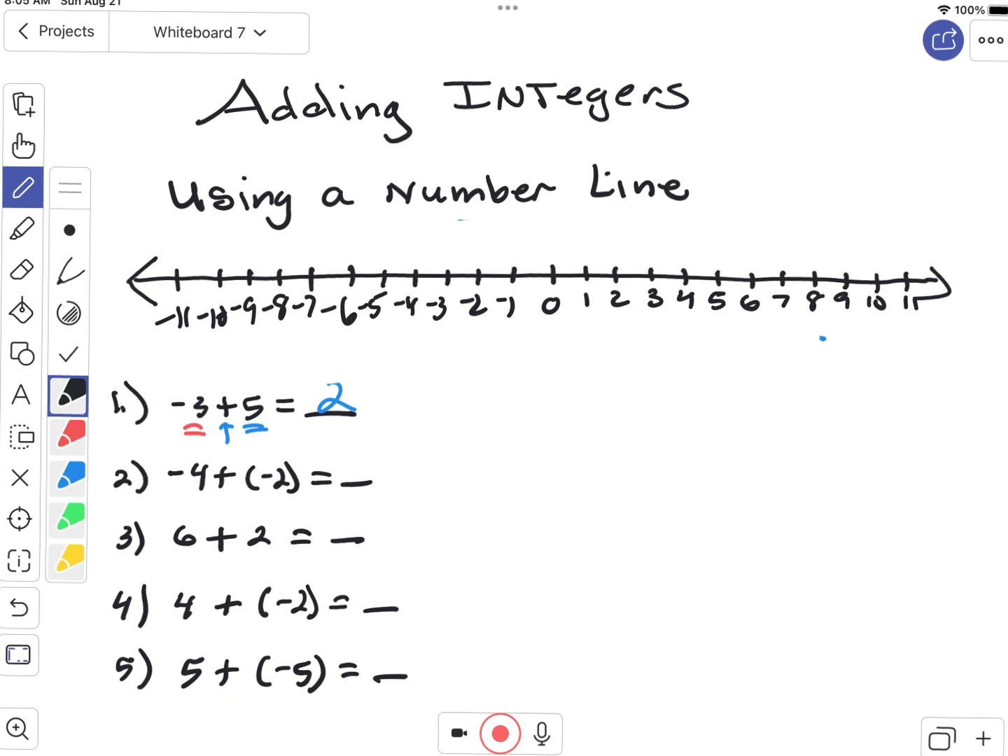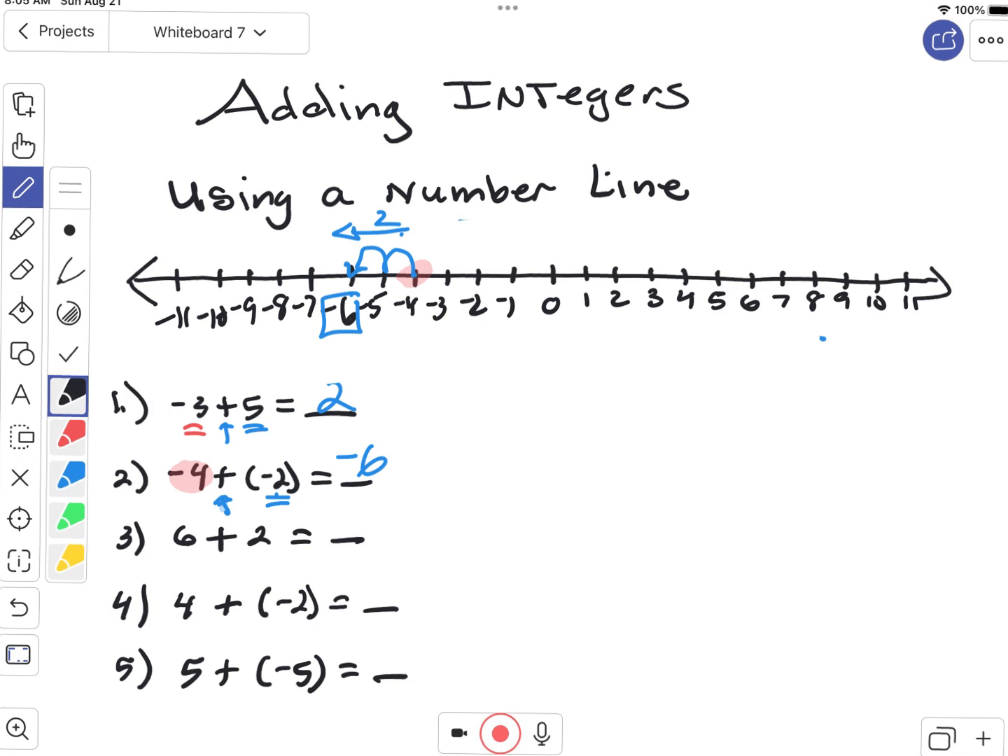So number 2, we're going to start at -4. That's where we're going to start. We're starting at -4, but this time we're adding a -2. So that means we have to go 2 in the negative direction. So we have to move 2 units in the negative direction. So 1, 2, so that lands on -6. So that would be our answer. So that's how you use a number line.